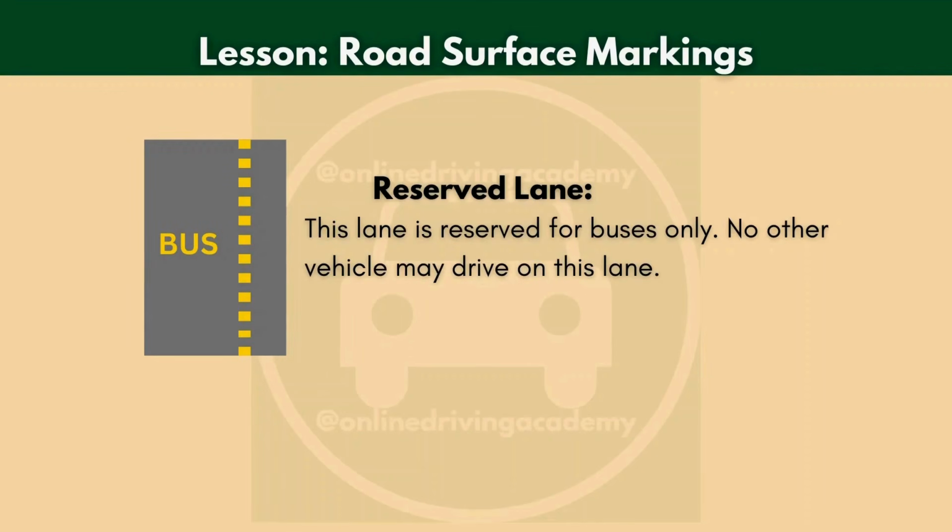Now we can come to a reserved lane. You can see it says bus, right? Written in yellow writing. And we can see a broken yellow line. So that lane is specifically for buses, right? Taxis are not allowed there. Hatchbacks are not allowed there. SUVs are not allowed there. It is purely for buses. So this lane is reserved for buses only. No other vehicle may drive on this lane.